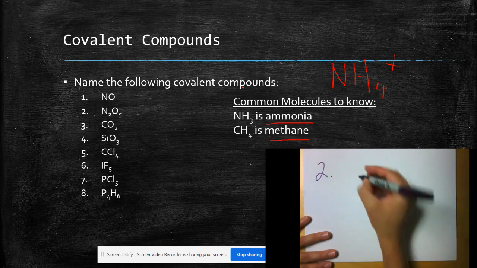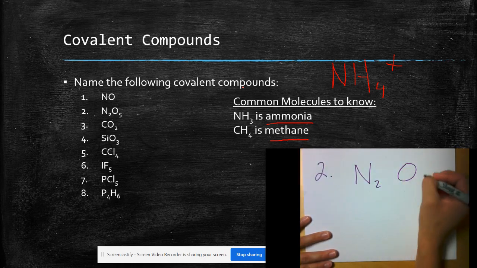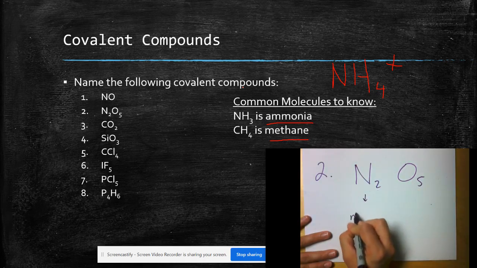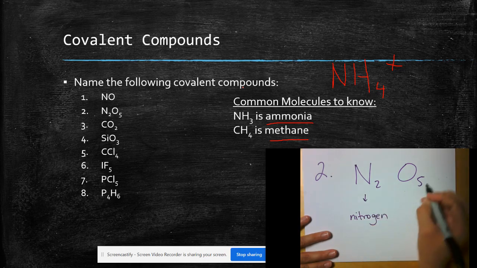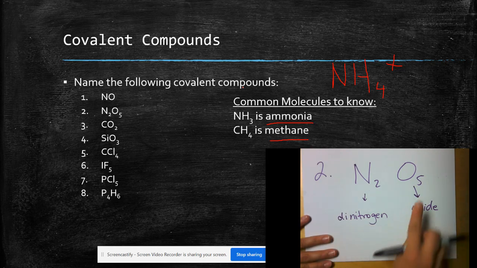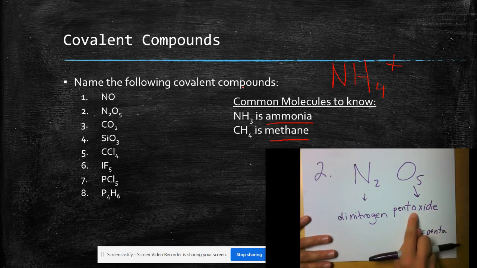Number 2, we're looking at nitrogen and oxygen again, but this time we have 2 nitrogen and 5 oxygen. So we're going to name the first element just as it is on the periodic table. Name the second one, drop the last syllable, and add "ide," so we get oxide. For 2, we're going to use the prefix di, so dinitrogen means 2 nitrogen. 5 is going to be penta, P-E-N-T. Where did the A go? So 5 equals penta, but when it's next to a vowel like oxide, we don't write that A, so it's understood.